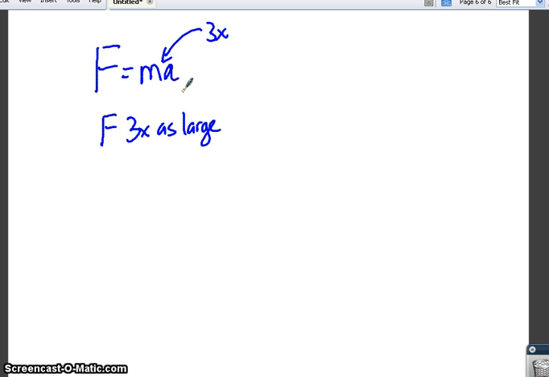We're going to see this a lot more as we go throughout the course. These examples of, if you double this, what happens? If you triple this, what happens? If you cut it down to 1/5, what happens? So be ready, that's coming. And that's it.